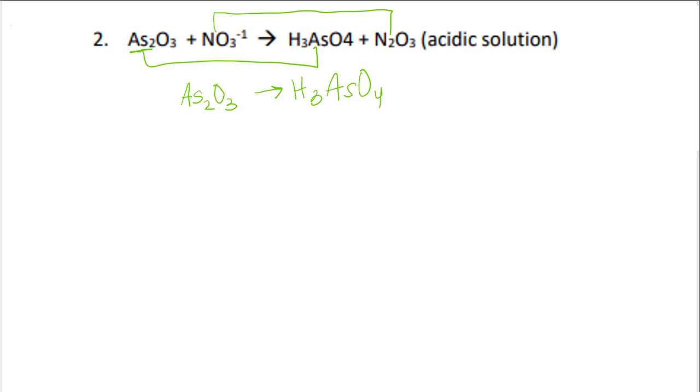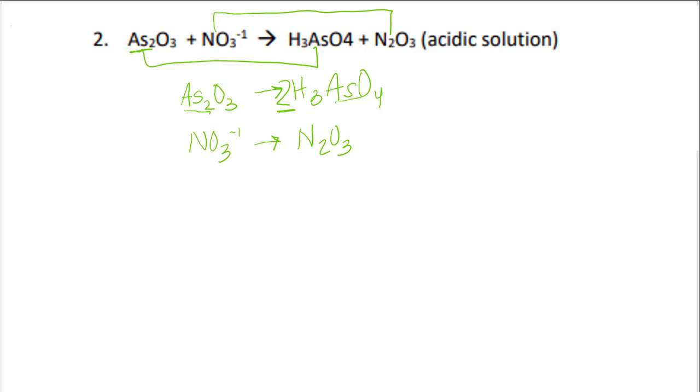And then on the other one, we're going to write down our NO3 minus 1 and N2O3. So first I'm going to start off by looking at my first reaction and balancing. Now notice on the left I have 2 arsenic, so on the right I'm going to need 2 of this compound, H3AsO4. So I balanced my arsenics. Remember, we're not balancing O's and H's yet.